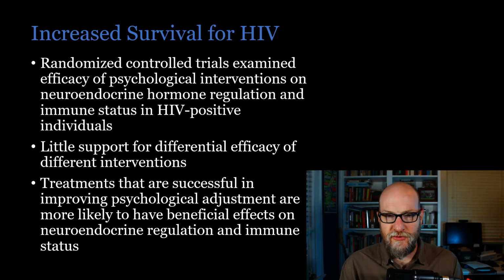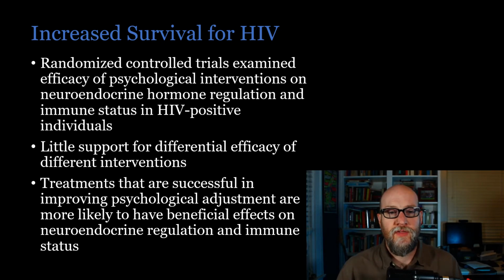So there has been some interesting research conducted on how psychological interventions can help with HIV and AIDS. So there's randomized controlled trials, which if you remember is sort of the gold standard in research methodology for an experiment. And they've examined the efficacy of psychological interventions on neuroendocrine hormone regulation. Again, that's part of that HPA axis and how we handle stress hormones in our brains and in our bodies, and the immune systems in HIV positive individuals.